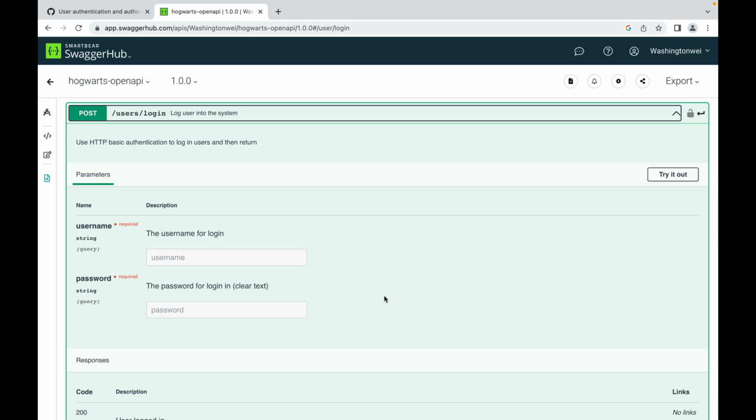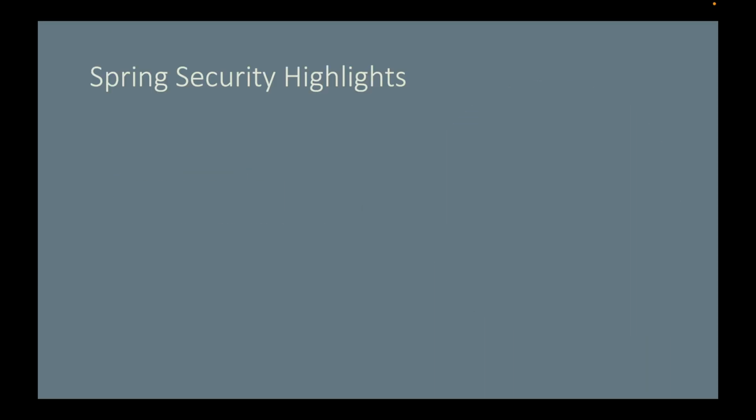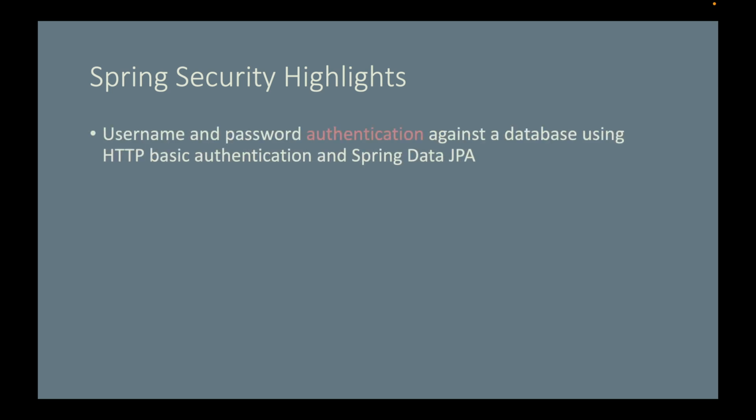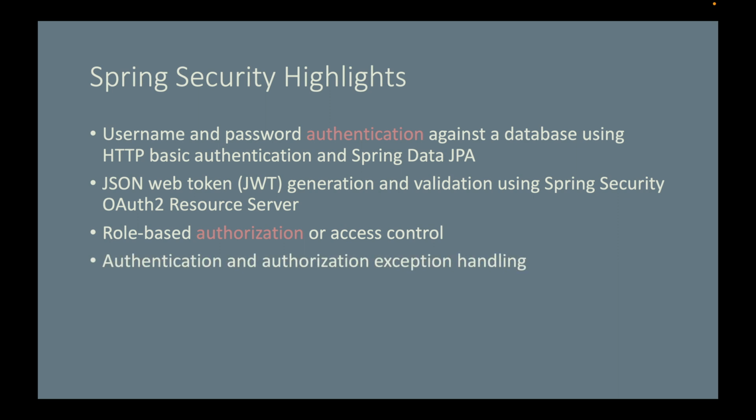Next, let me toggle over to the slides. What you will learn from the next couple of videos includes: username and password authentication against a database using HTTP basic authentication and Spring Data JPA, JSON web token, or JWT, generation and validation using Spring Security OAuth 2 resource server, role-based authorization, or access control. Last but not least, authentication and authorization exception handling.